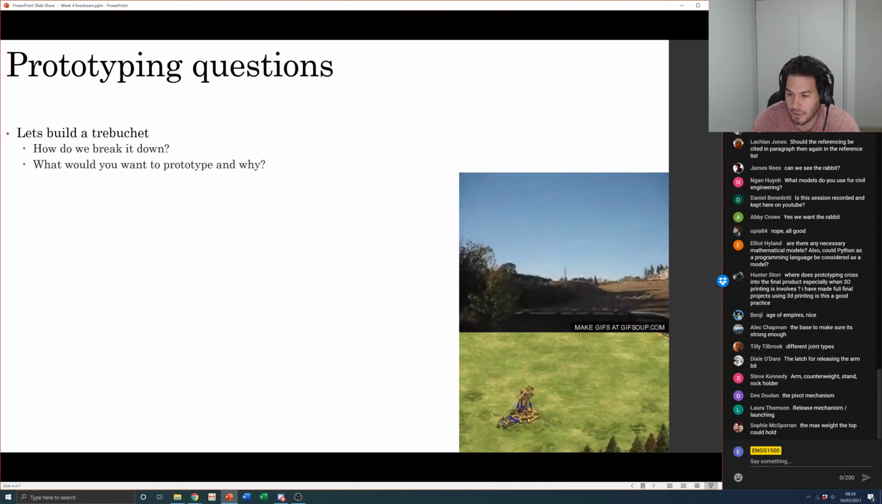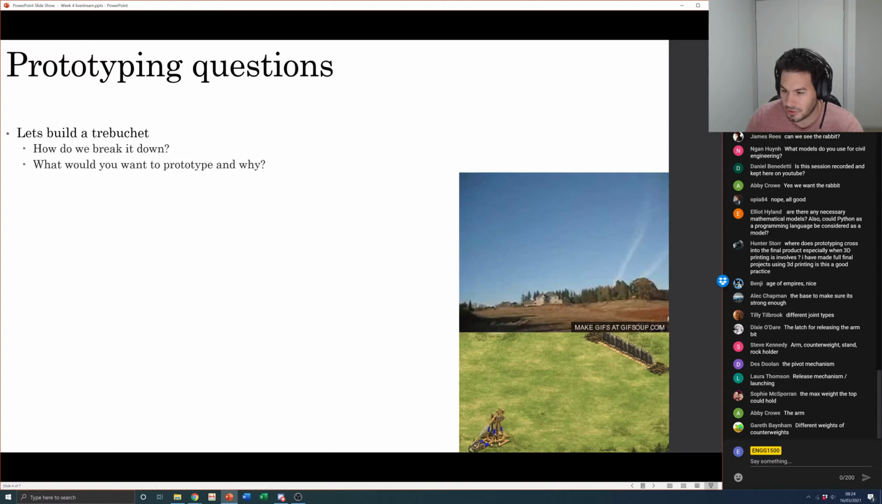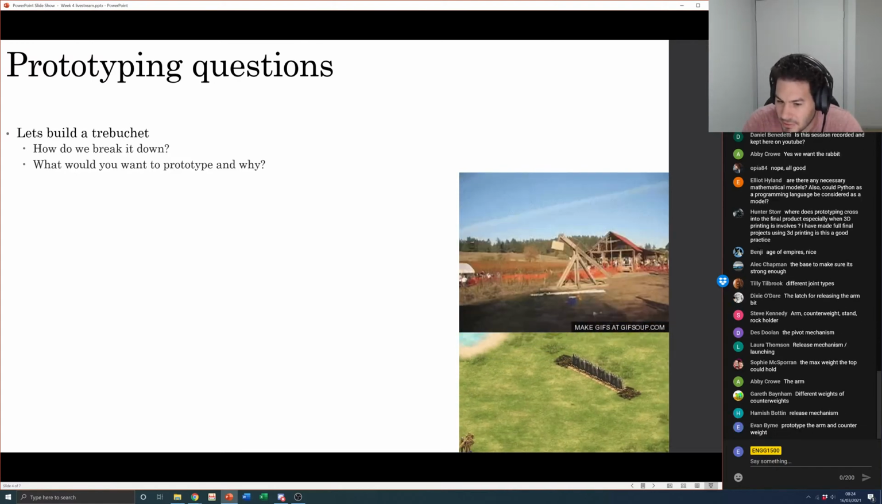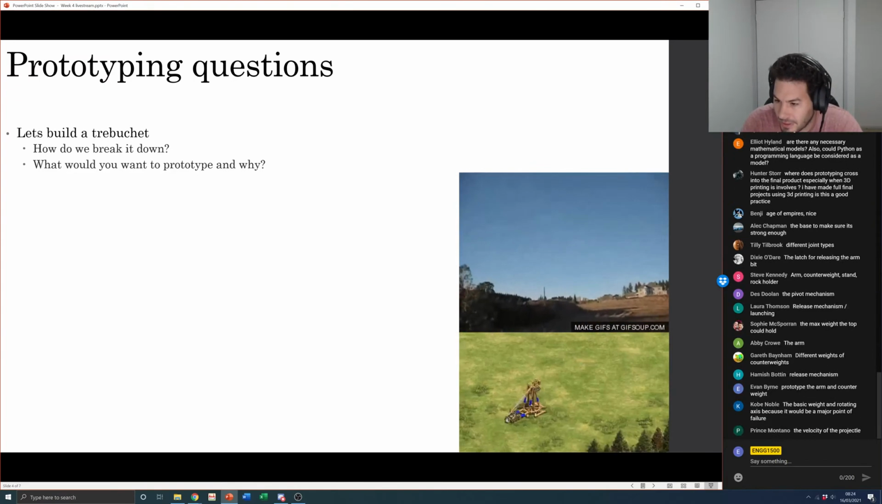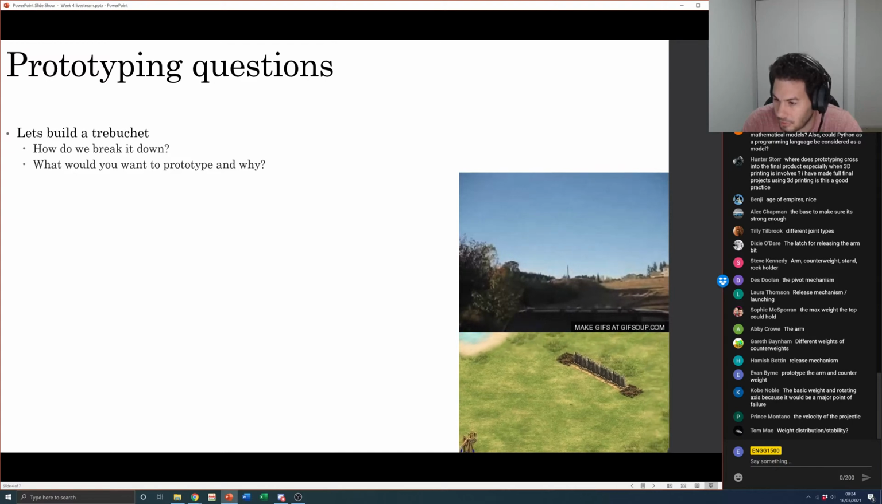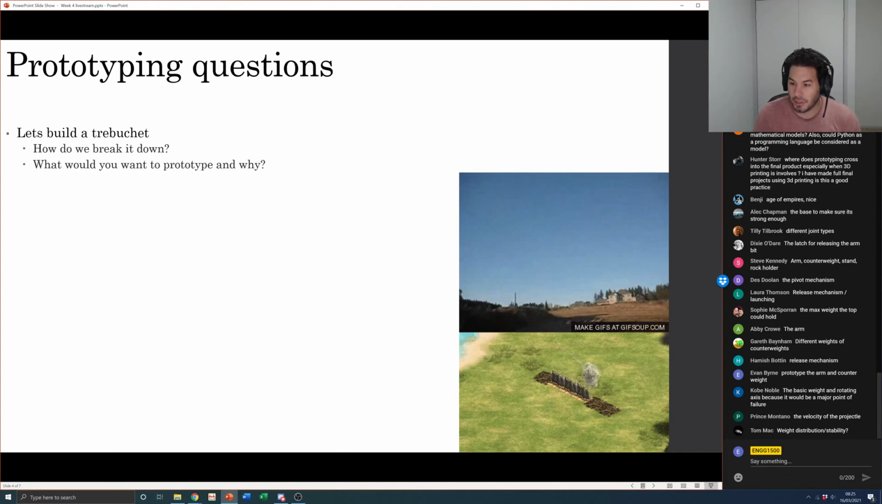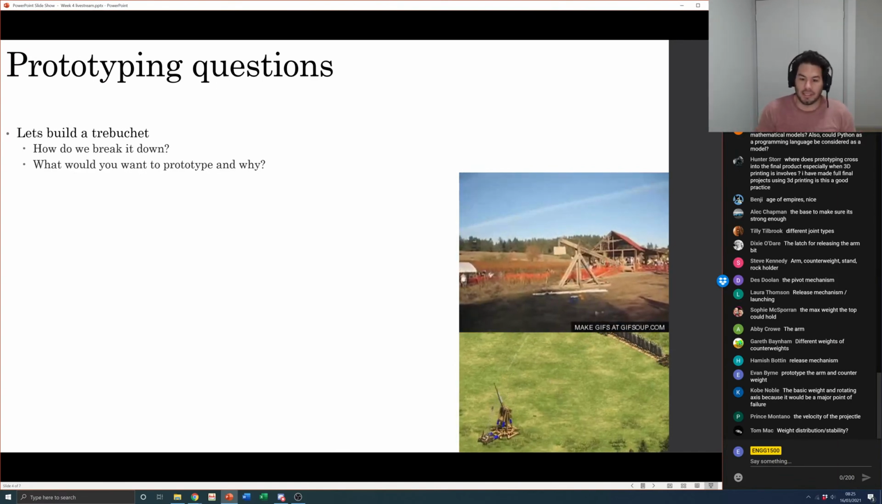Okay, so you're talking about the base being strong enough, different joint types, the latch for releasing the arm bits. Yeah, okay, I'm with you. Release mechanisms, max weight the top could hold, the arm, different weights, counterweights, release mechanisms. All right, so to pick a few of these out, some really good ones, and one that I didn't actually put down in my quick list was the release mechanism.